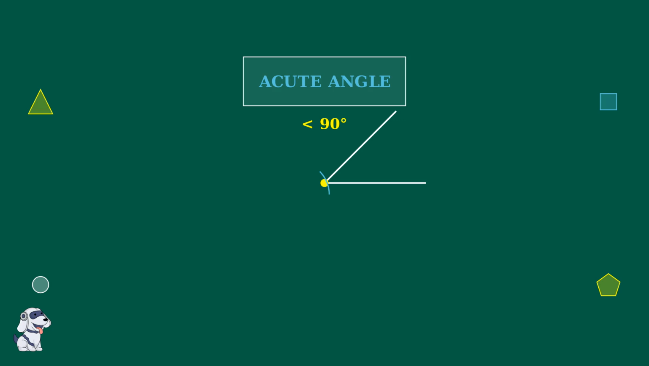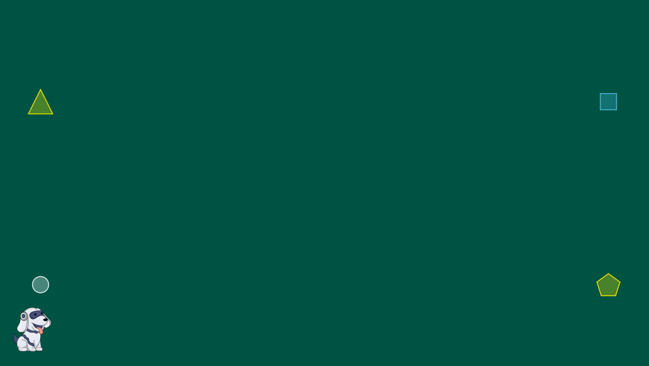Angles are everywhere in geometry. They measure the amount of turn between two lines or rays that meet at a common point called a vertex. An acute angle measures less than 90 degrees. It's a sharp, narrow angle, like the corner of a slice of pizza.